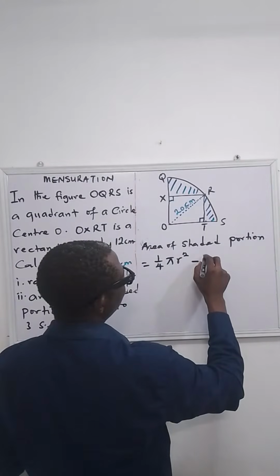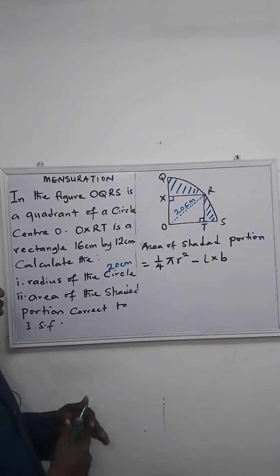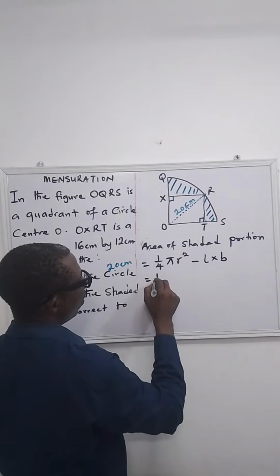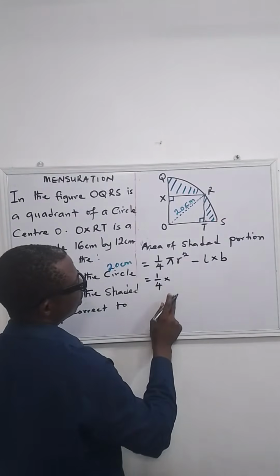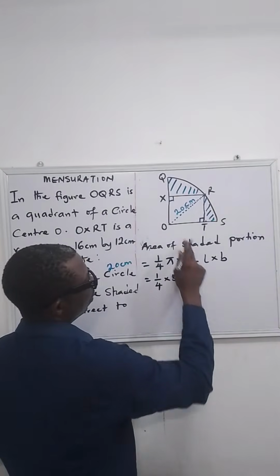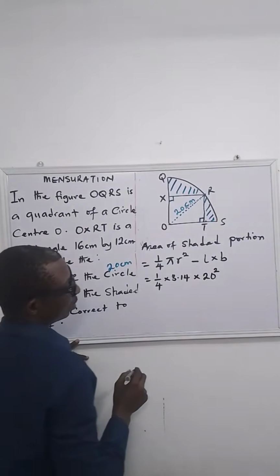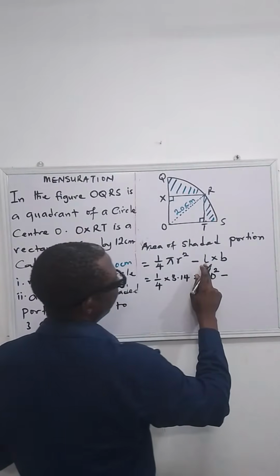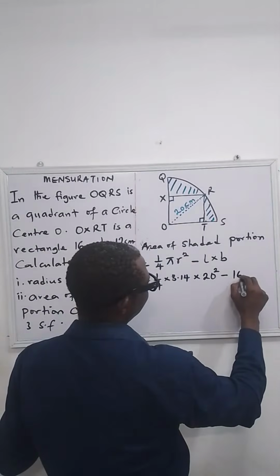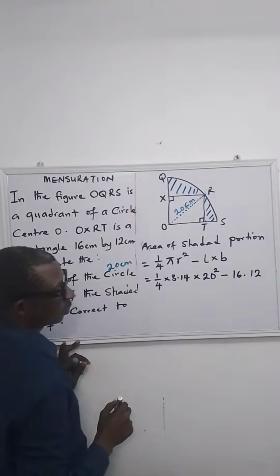That is what? Length times breadth. Okay. So now let us plug in the value so that we get the area. So we have this as 1/4 times now 3.14, okay, times what is the radius? The radius is 20. So we have 20 squared. Okay, minus the length. The length is 16. So that's 16 times now the breadth is 12. So that's what we have.